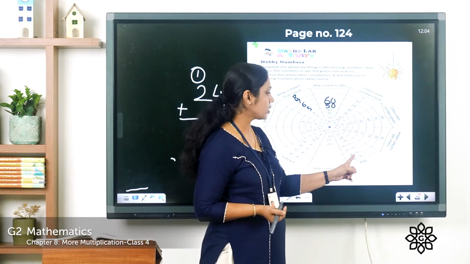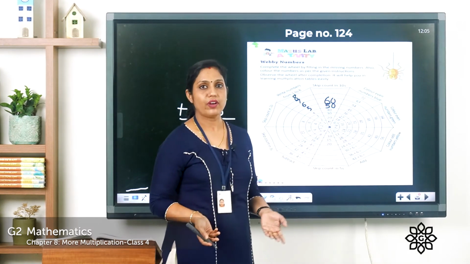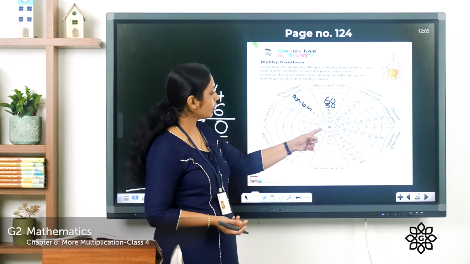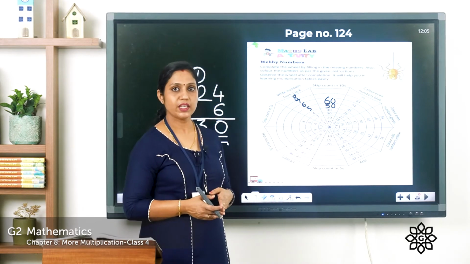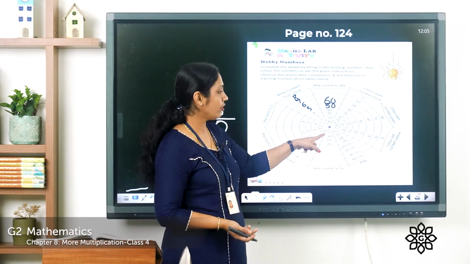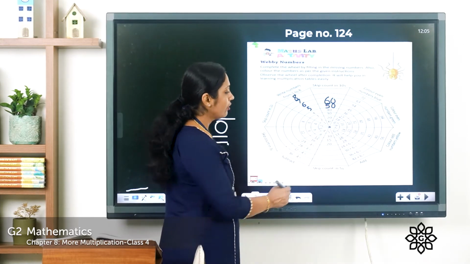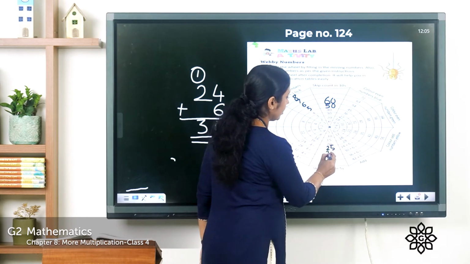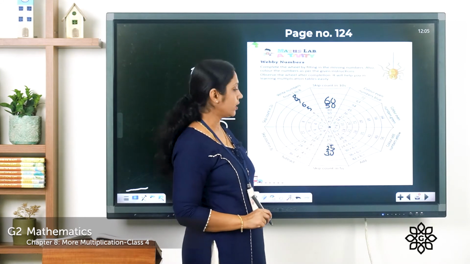So this box is to add. Next, skip count in fives. So here you have to use the table of 5. 5, 10, 15, 20 has been given. So which is the next number? Let's see. 5 ones are 5, 5 2s are 10, 5 3s are 15, 5 4s are 20, 5 5s are 25, 5 6s are 30. Similarly, learn the table of 5 and you can complete this.